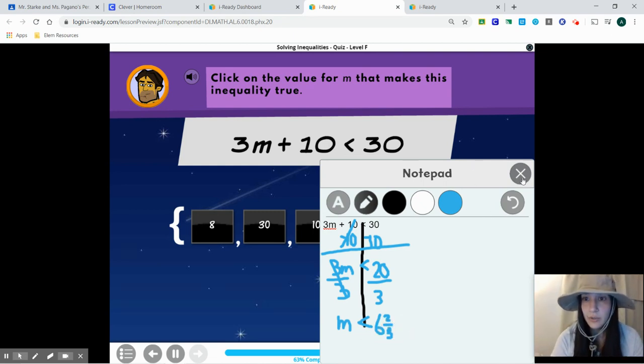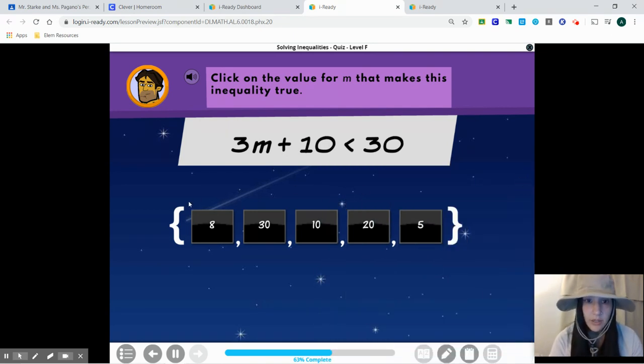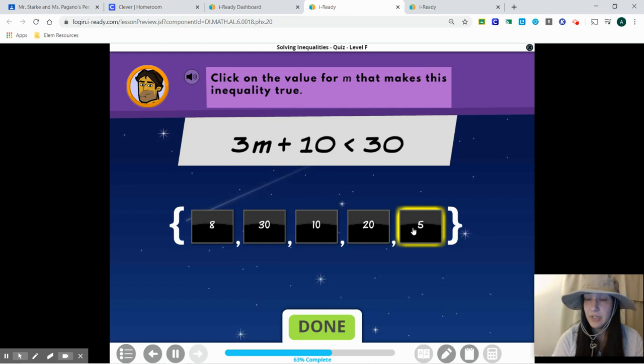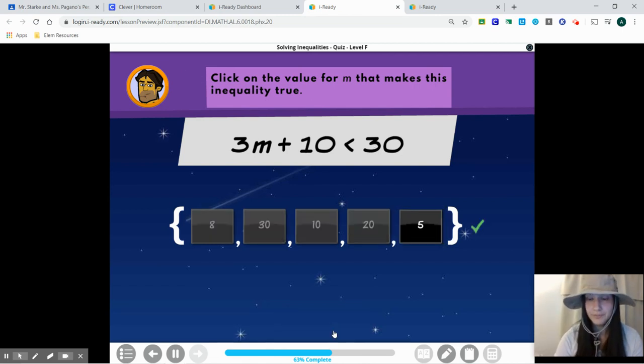So now let's close this and look at our answer choices. Remember, we want 6 or less. And right here, we see that 5 is an option. Now let's just double check to make sure. 3 times 5 would be 15. 15 plus 10 would be 25. And 25 is less than 30. So we're good.